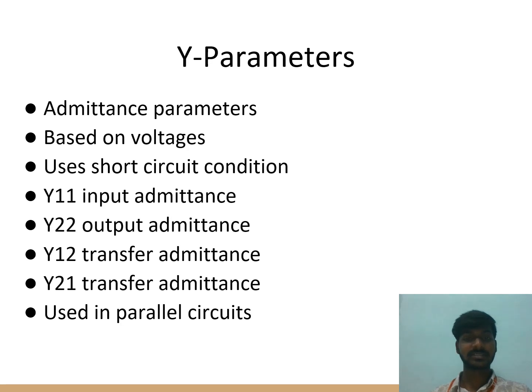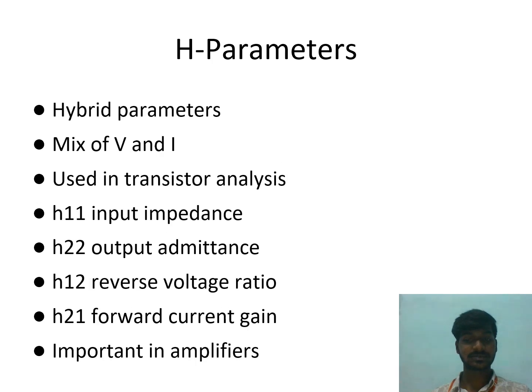Y parameters. These are also known as admittance parameters. These are denoted by capital Y. These are based on voltages. These use short circuit condition. Y11 is input admittance. Y22 is known as output admittance. Y12 is known as transfer admittance. Y21 is known as transfer admittance. These are used in parallel circuits.